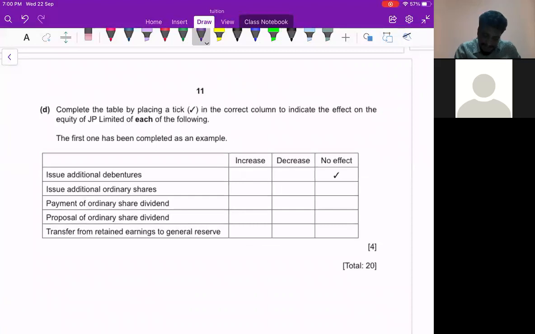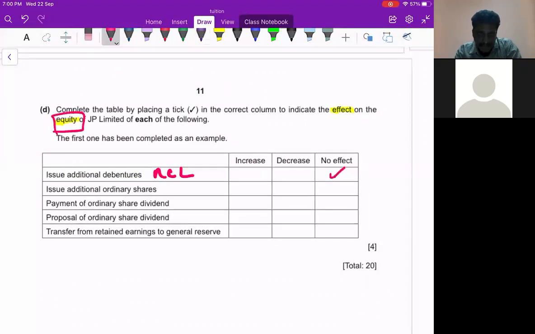Complete the table by placing a tick in the correct column, indicating the effect on the equity of JP Limited for each of the following. First one is issue an additional debenture. Additional debenture is a non-current liability. Non-current liability has no effect on equity. So that's why they put it ready for you, no effect.